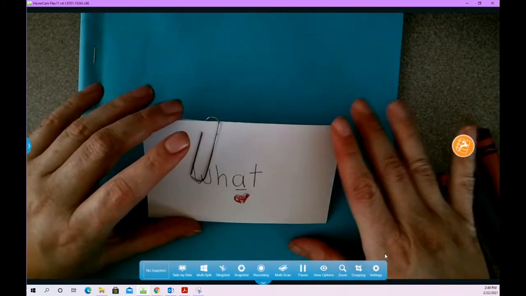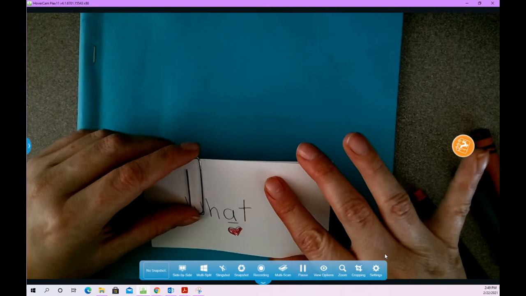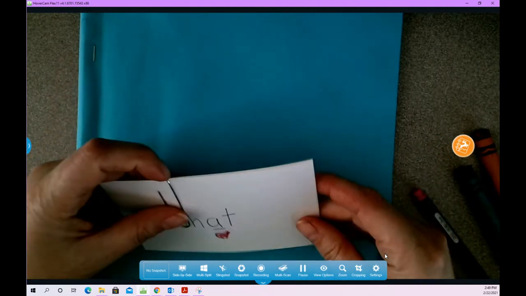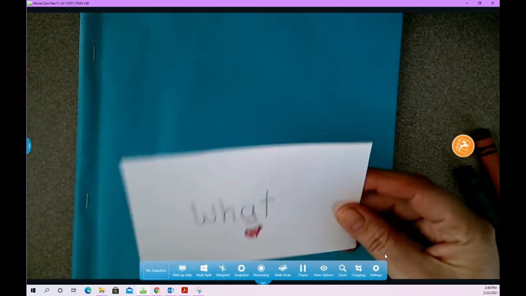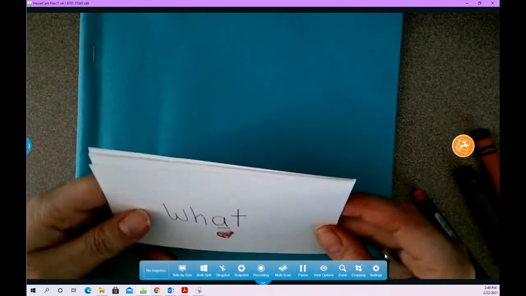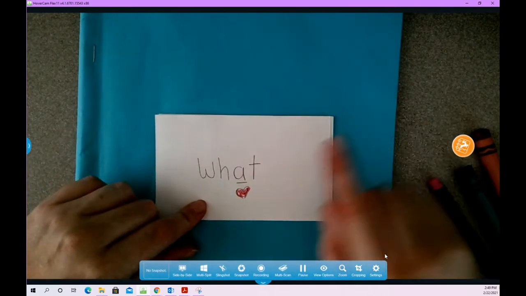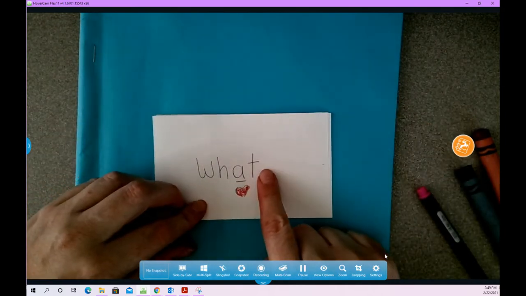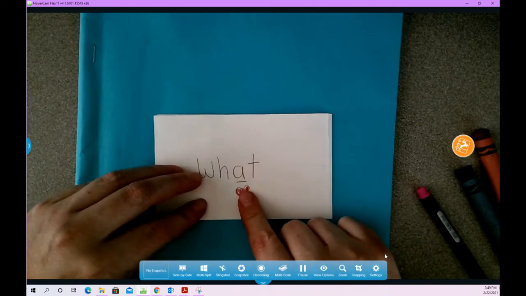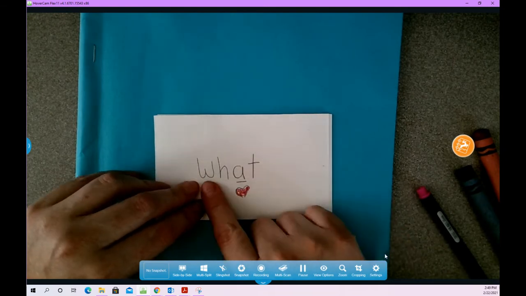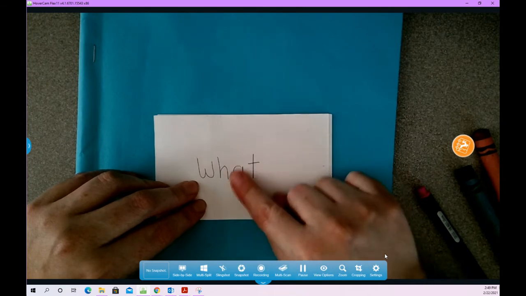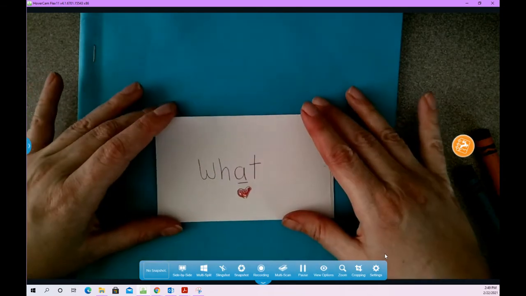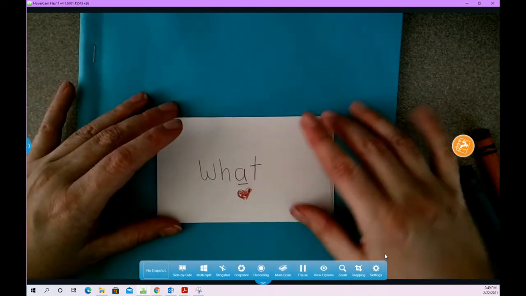Hello. Okay, today we're gonna start by reviewing our heart words for this week. You don't need your cards. I have mine, so we're gonna read them from mine, okay? We have the heart word what. And we said the only tricky part here is the A. The A doesn't sound like itself, does it? It sounds like ah in this word.